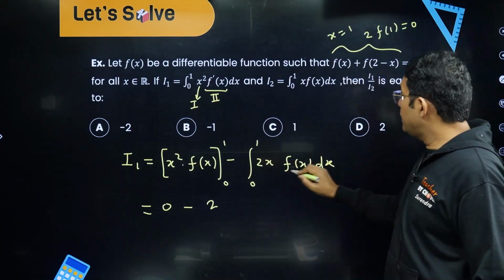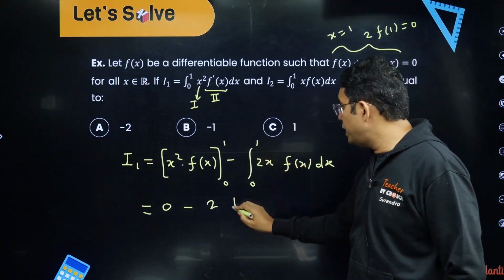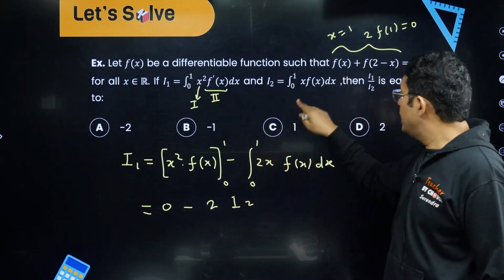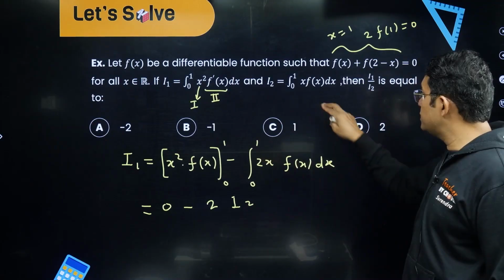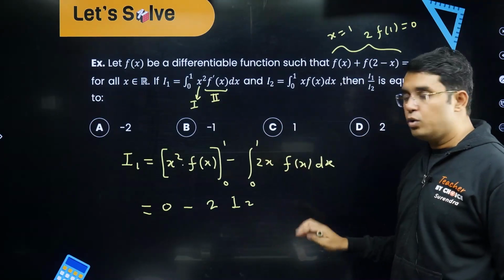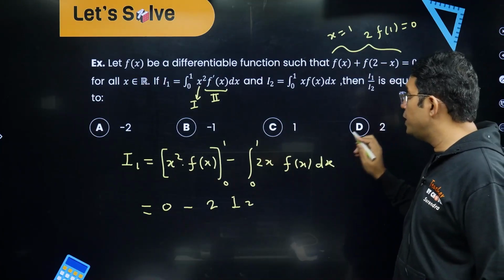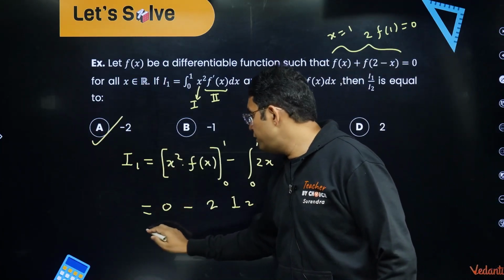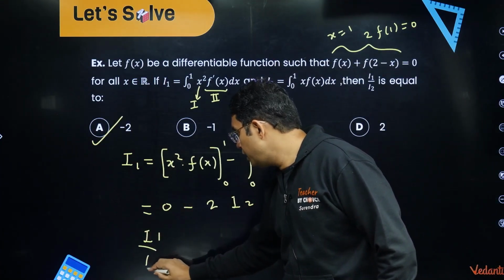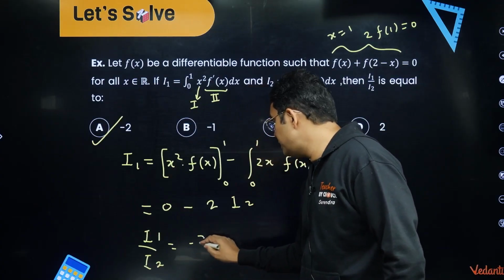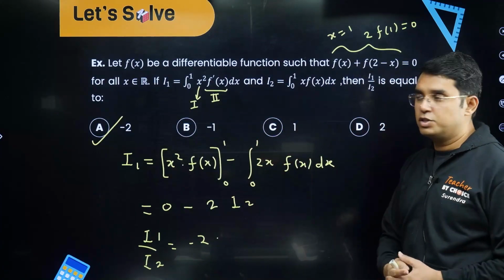Okay, so it will be actually 2 times I2. If I take 2 common, then it is just x into f(x) dx from 0 to 1. So I1 is equal to 2 times I2 with minus sign. So I1 upon I2 will be equal to minus I1 divided by I2. I think on the right hand side it is just minus 2. So the answer of this question is A.